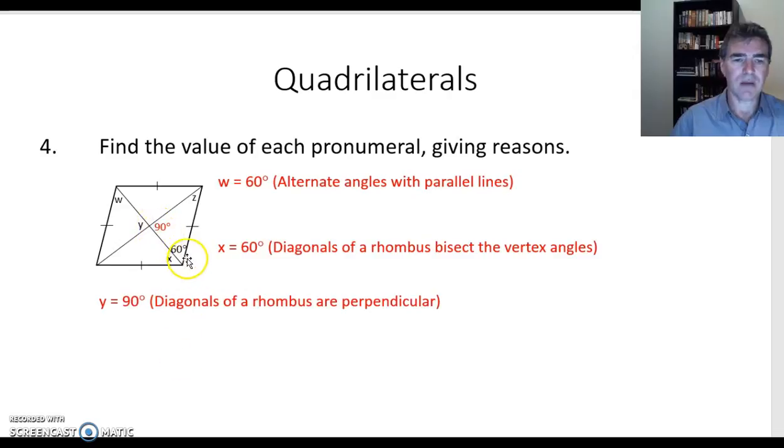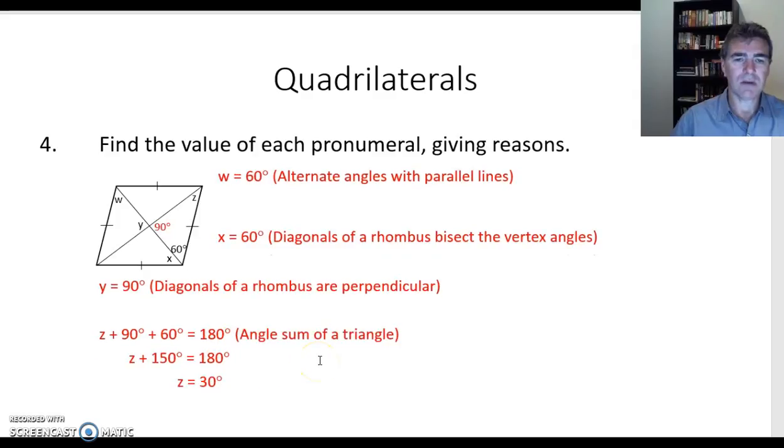And now I've got a triangle in there. What do we know about the 3 angles in a triangle? Well, they should add up to 180 degrees. And why? Angle sum of a triangle. We do our bit of working. 90 plus 60 is 150. Subtract 150 from both sides, and z equals 30. So I did a bit of working out all there at once that you saw. But angle sum of a triangle.